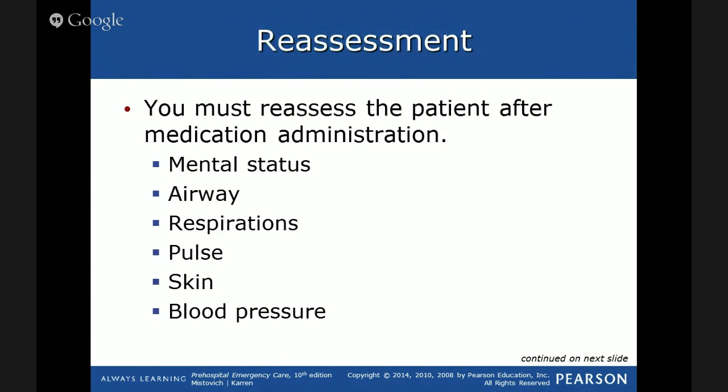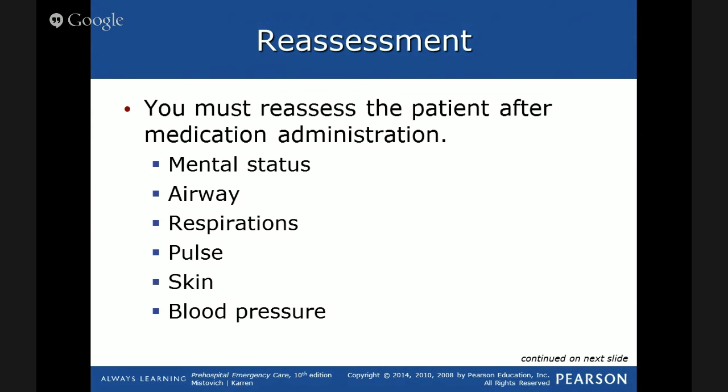All right, for our reassessment, we must reassess our patient after we give medicine. So we want to know, did anything change? Good, bad, indifferent? Did it stay the same? Did it get worse? We have to document our changes. The big things we're looking for are changes in our mental status. We want to monitor our airway, respirations, pulse, skin, and blood pressure. So we're going to take another full set of vital signs and keep very close attention to our primary survey components.